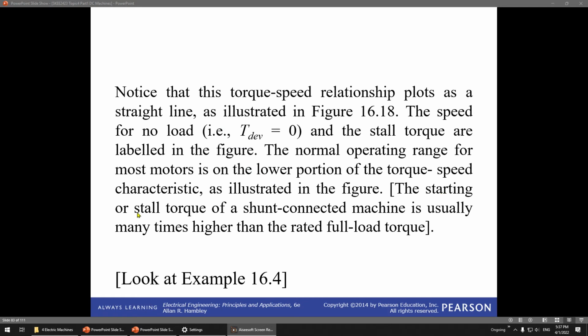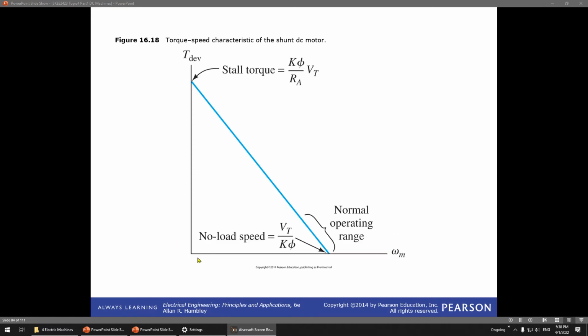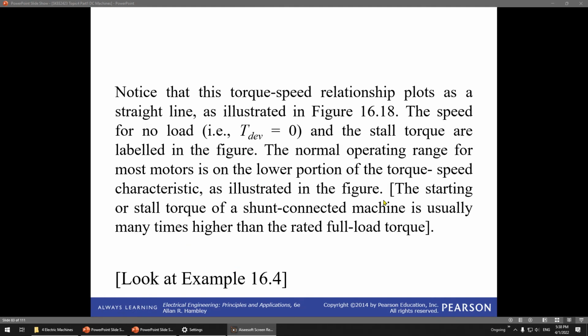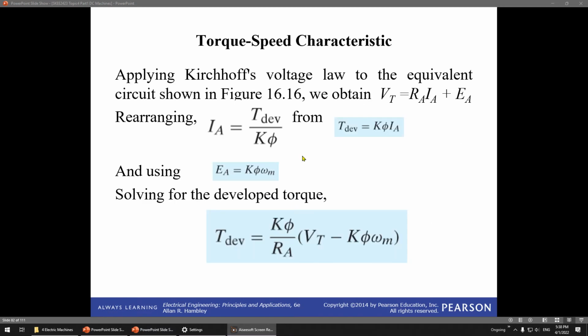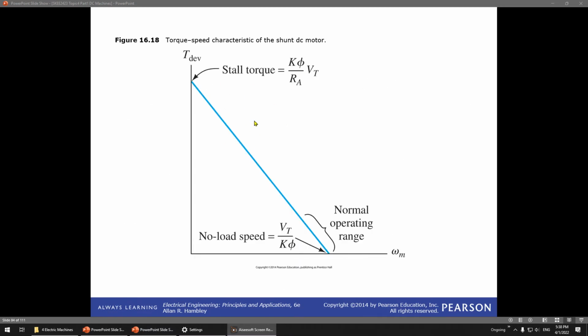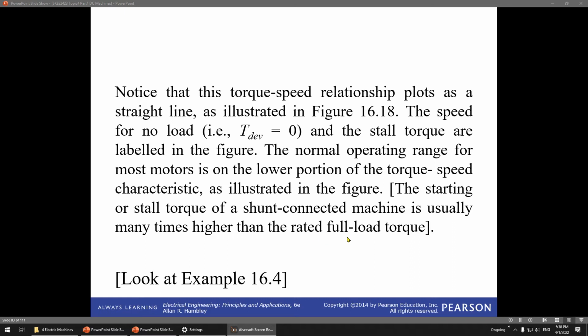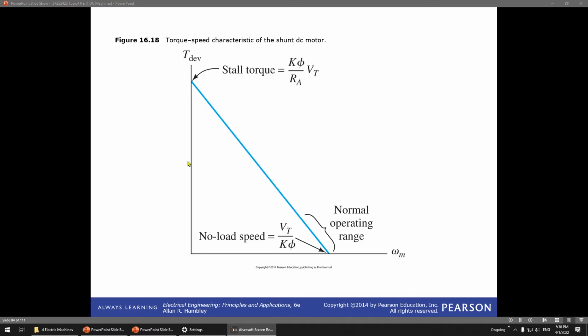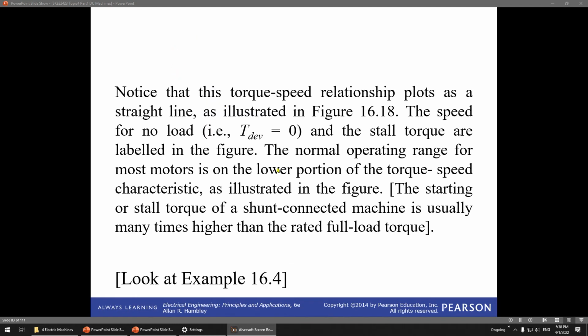The starting or stall torque of the shunt connected machine is usually many times higher than the rated full load torque. What this means is that during starting, you can see that W is equal to 0. But in reality, the stall torque for this type of connection is much higher than this one. This is for the rated characteristic, but for starting it should be much higher.